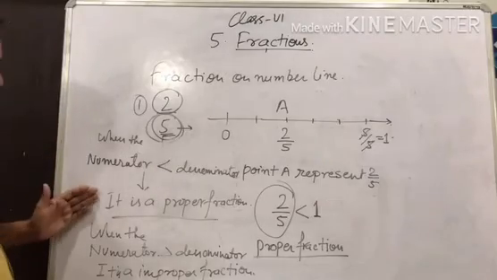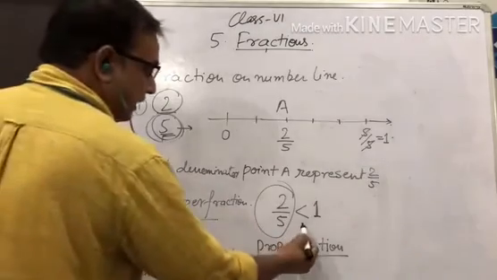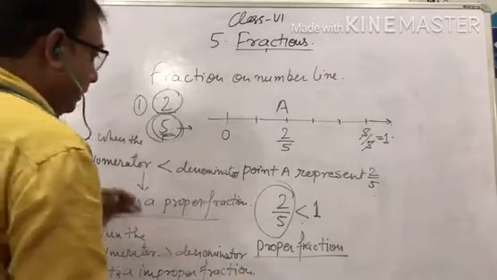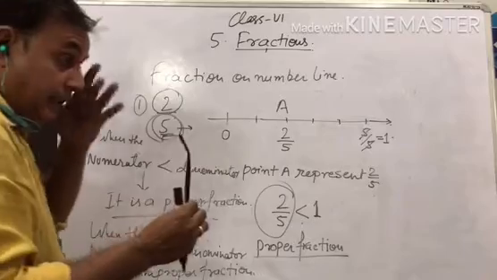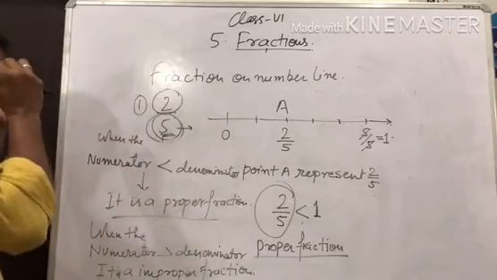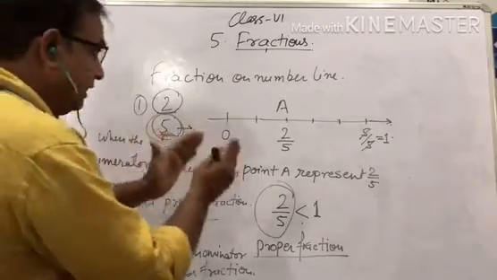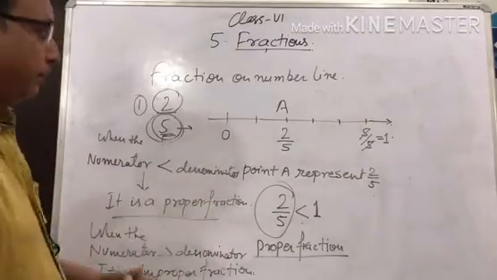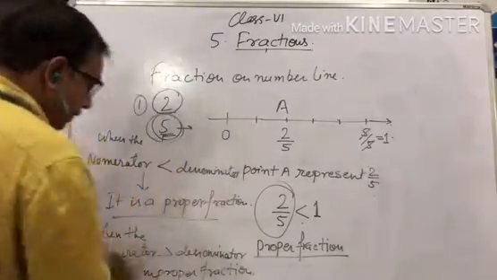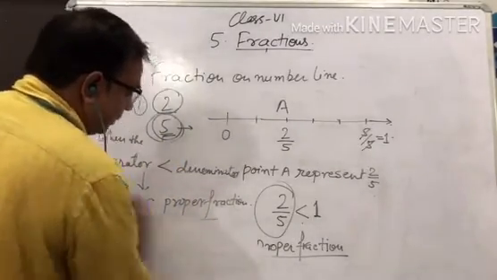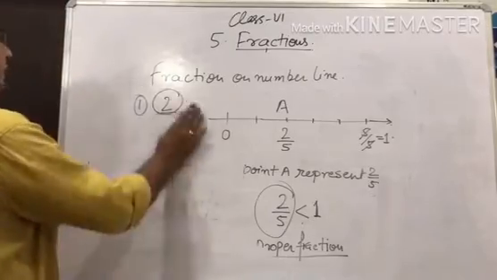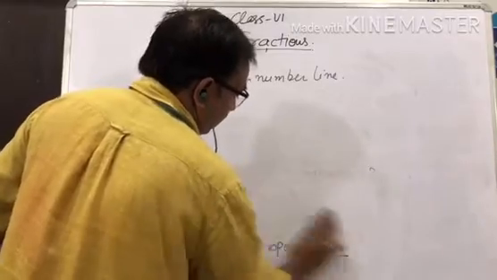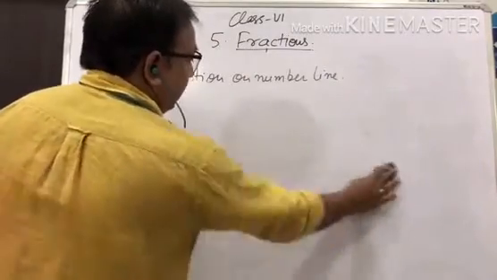If it is a proper fraction, then it is less than 1, and if it is an improper fraction, then it is greater than 1. So there is a little change in the method to represent the number on a number line if the fraction is improper. So let us move to another example. For a proper fraction, I will give you one, then I will tell you about an improper fraction.